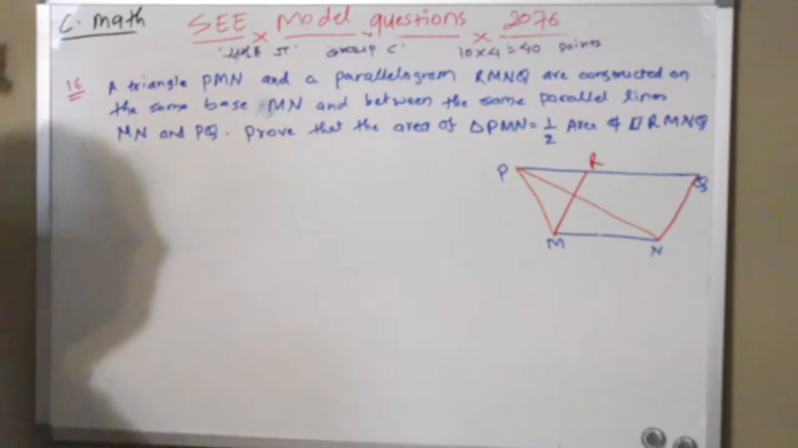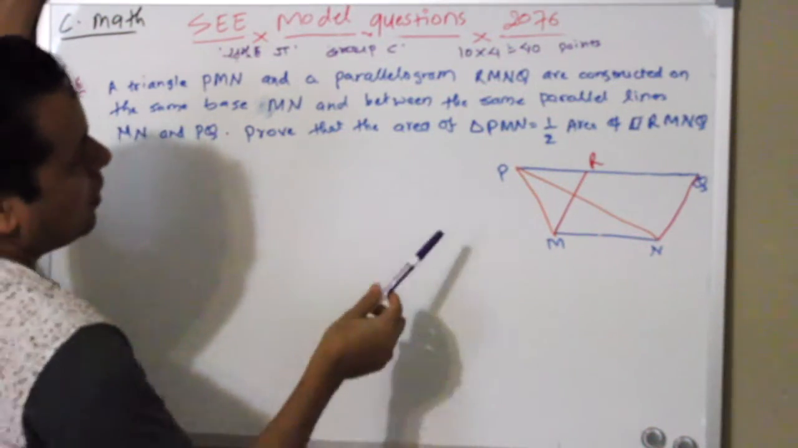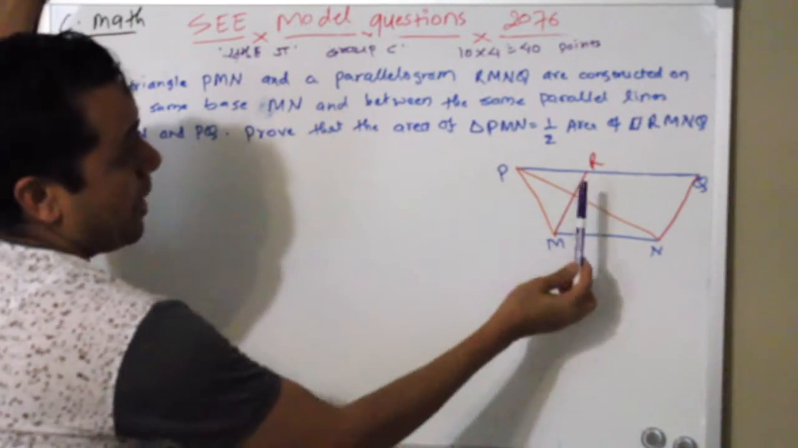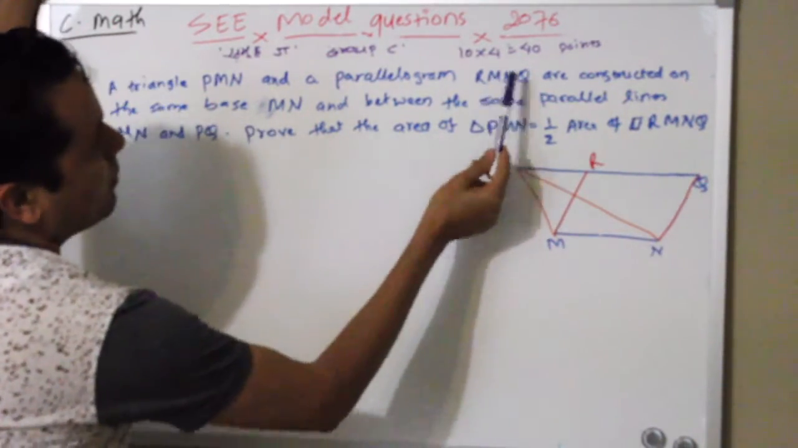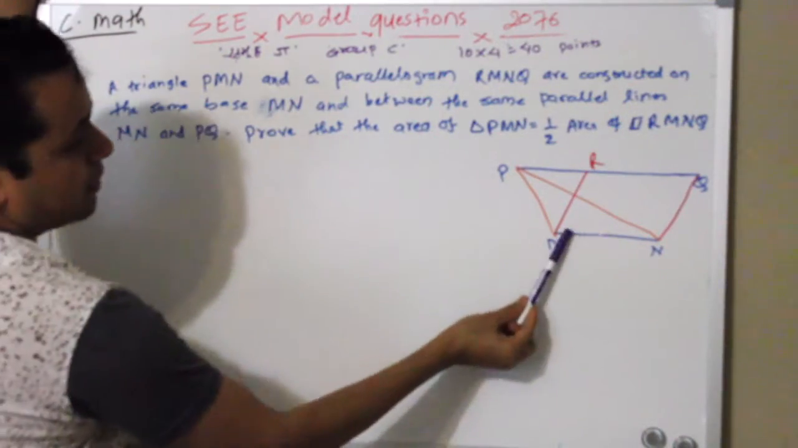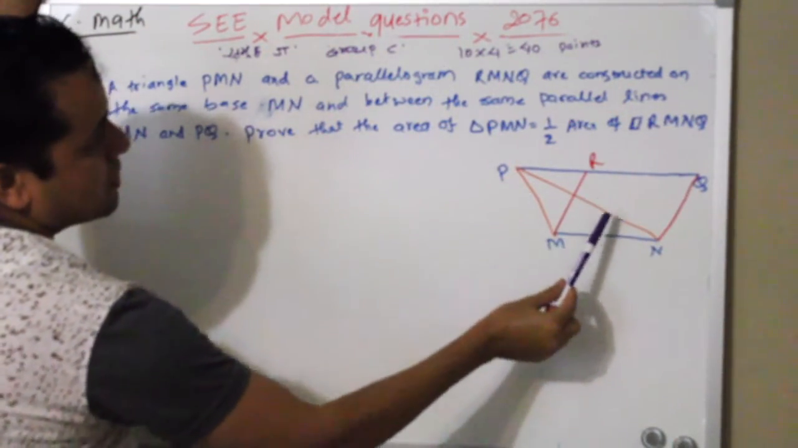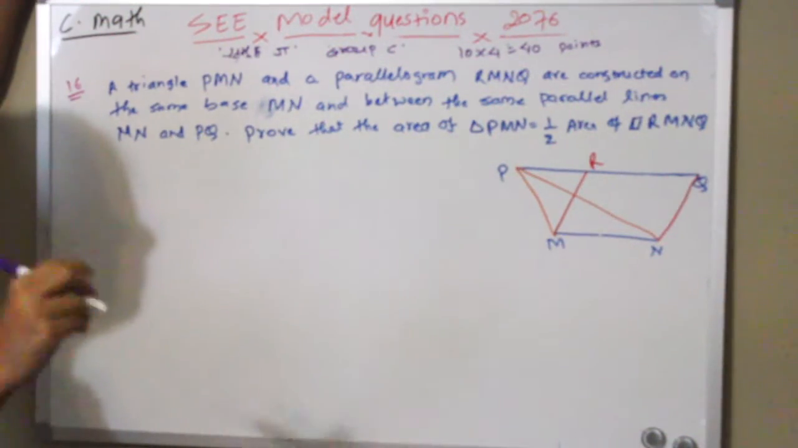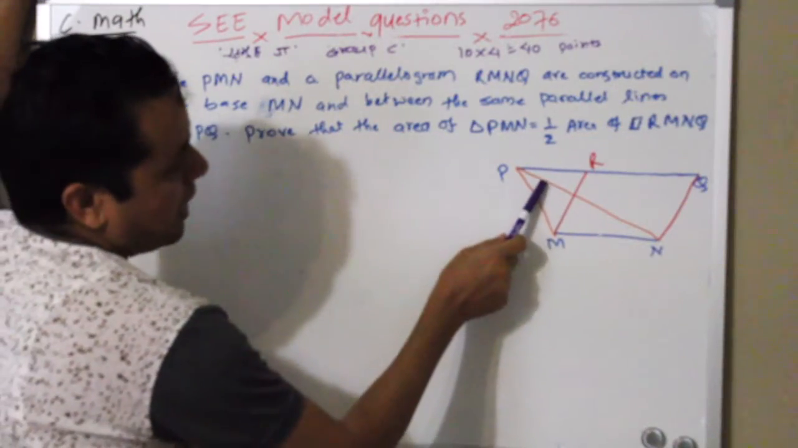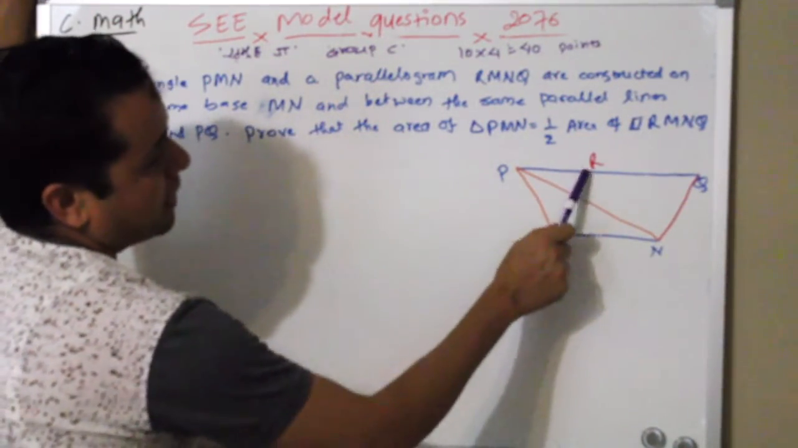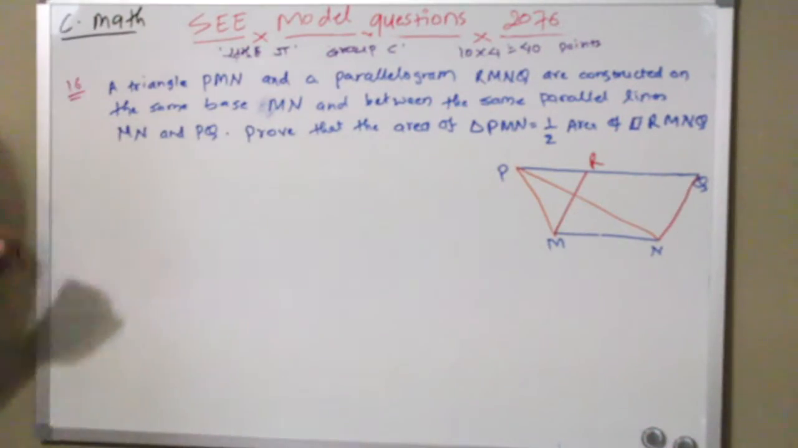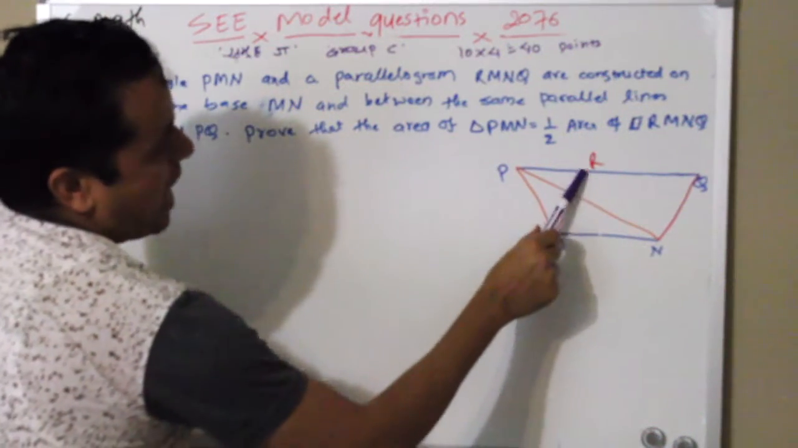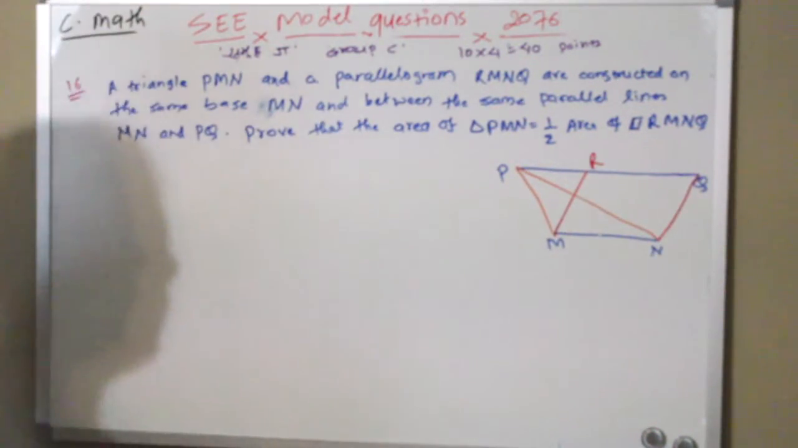Now this is a given condition, right? You can draw either way. So we have a given triangle PMN and parallelogram RMNQ. They are standing on the same base and between the same parallel lines. Now your job is to show the area of this triangle is half of the area of this parallelogram. How do you show?